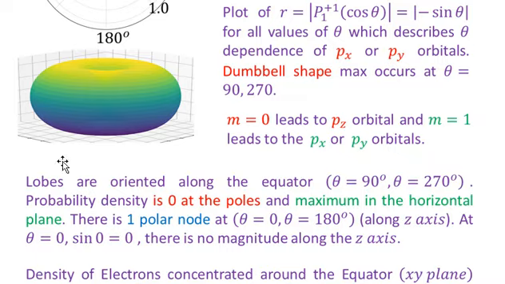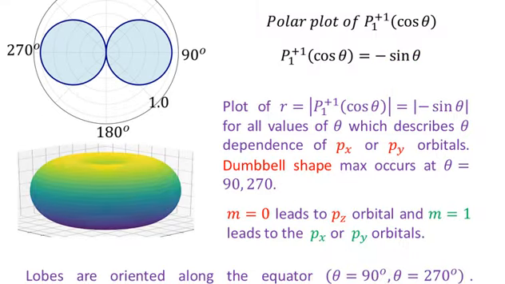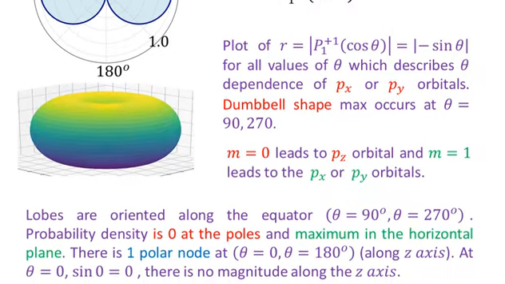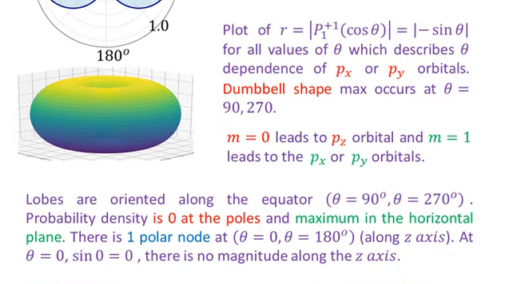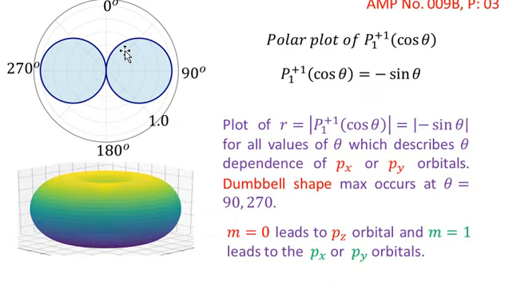Okay, let's talk about these. Lobes are oriented along the equator, as you have seen in the two-dimensional plot. We have seen over here that the lobes are located along the equator, that is at theta is equal to 90 degree, theta is equal to 270 degree. Probability density is 0 at the poles. You see that the wave function becomes 0 in the center, that is at the z-axis.